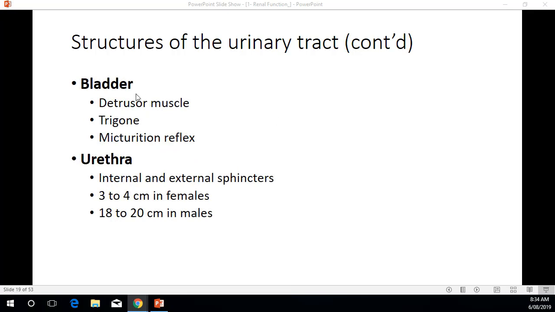Okay, the bladder is a reservoir. Again, the wall has a muscle which is known as the detrusor muscle. Okay, the urethra is the outer tube which will help in excreting the urine out of the body. Okay, it has different lengths in females and in males.